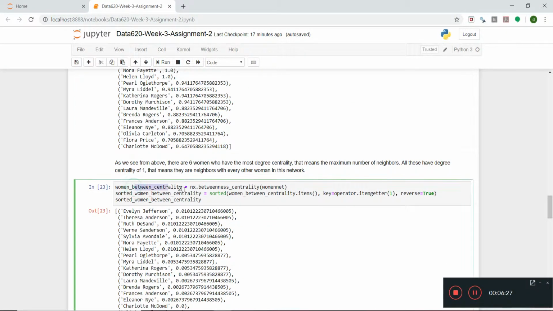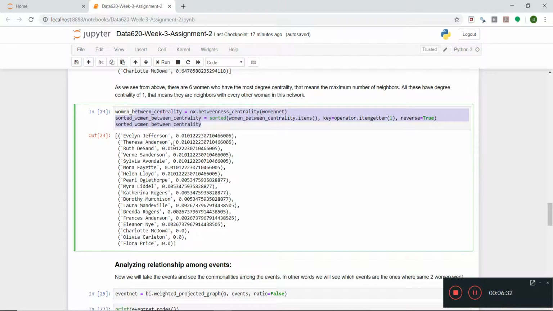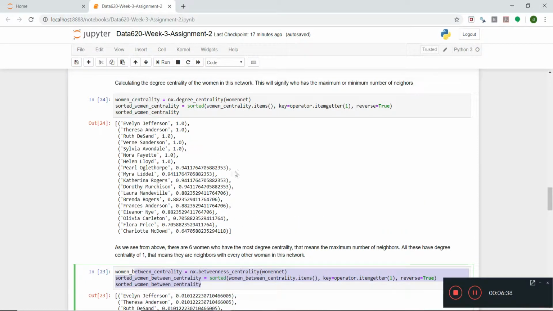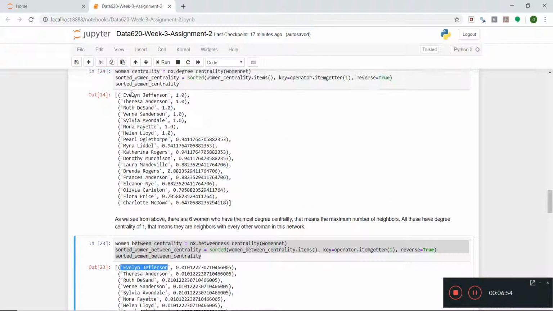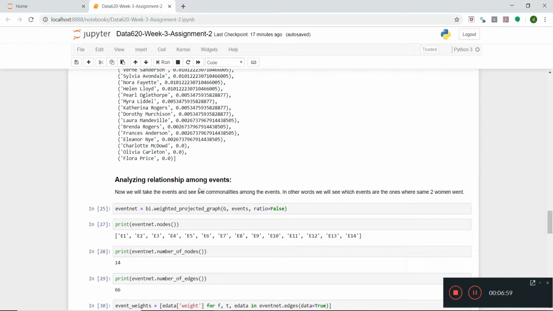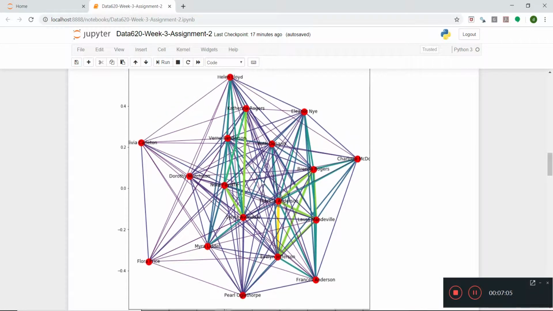We are defining the betweenness centrality as well, which is in exactly the same order as the degree centrality, which looks to be true, because betweenness centrality means, for any node, how many of the shortest paths these women lie on. So these two centralities match in order. All in all, we see that it's a very connected network for women.